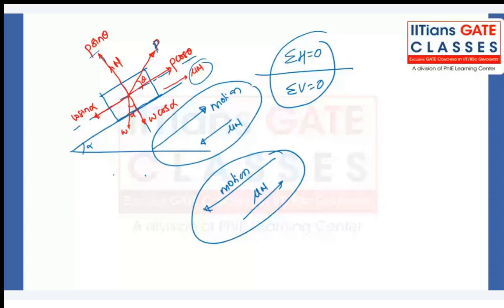Harsh, yes, you are right. The angle of repose is defined as the angle at which the body is just about to slide. Yes, you are correct. So I assume that till this point, you all are comfortable.